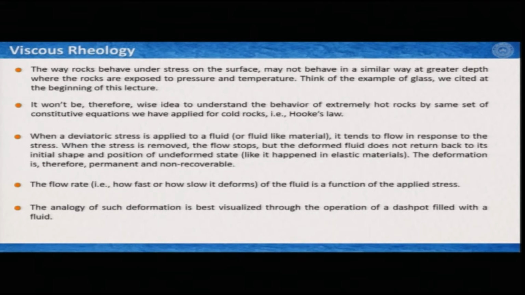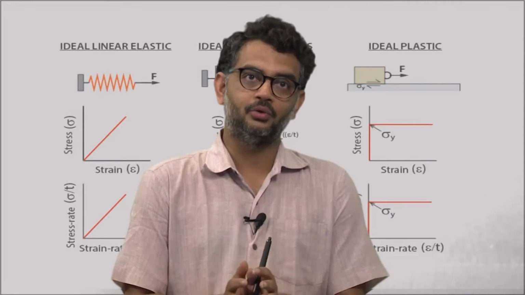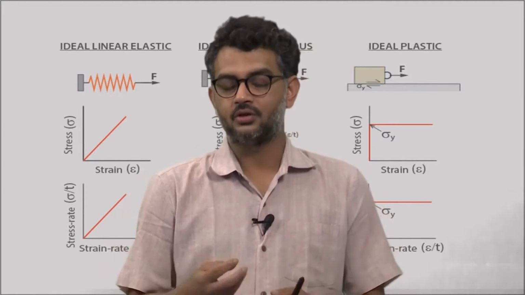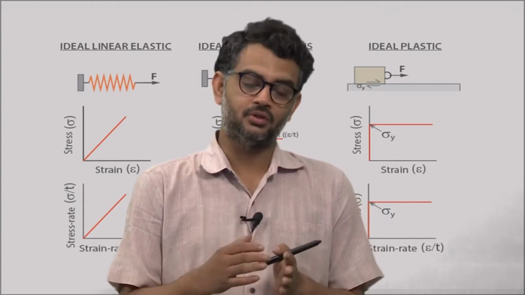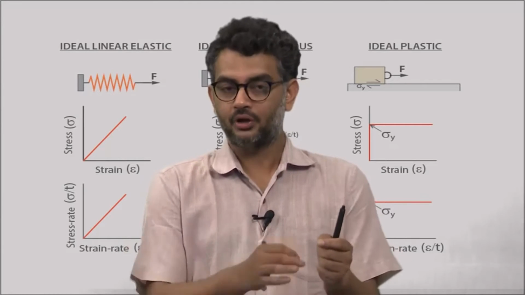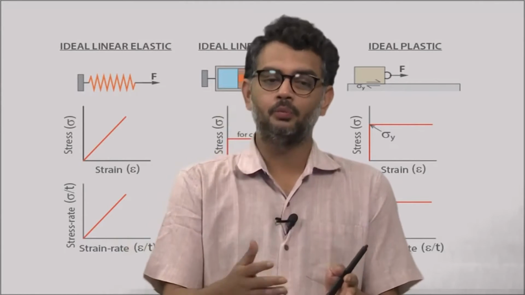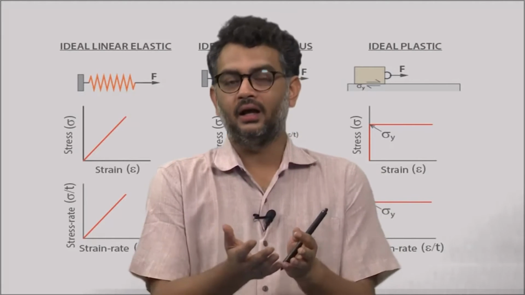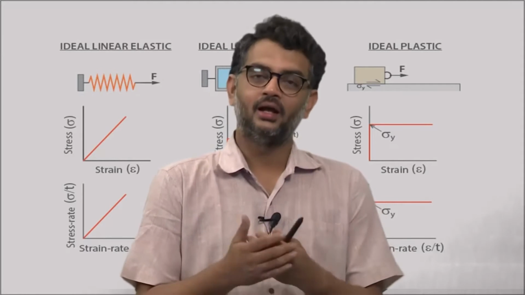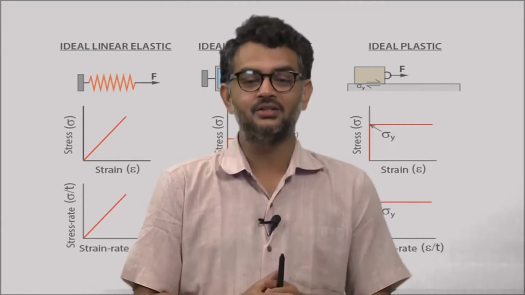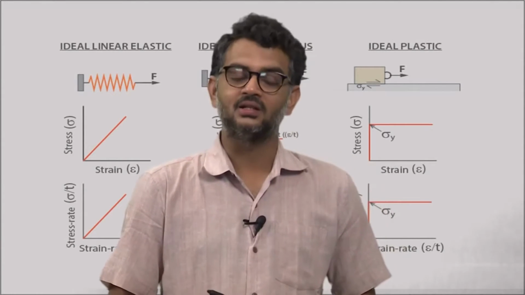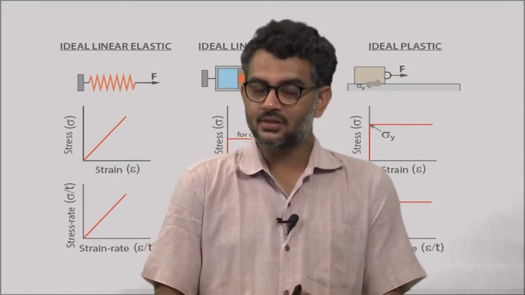We will also see that the flow rate is how fast or how slow it flows or deforms. For example, if you put water along a slope, it flows very fast, but if you put honey on the same slope under the same gravity load, it does not flow as fast as water. So, water has a higher flow rate and honey has a lower flow rate. The flow rate of a fluid is also a function of applied stress, and we will see that as well. Now, how do we visualize this viscous rheology?